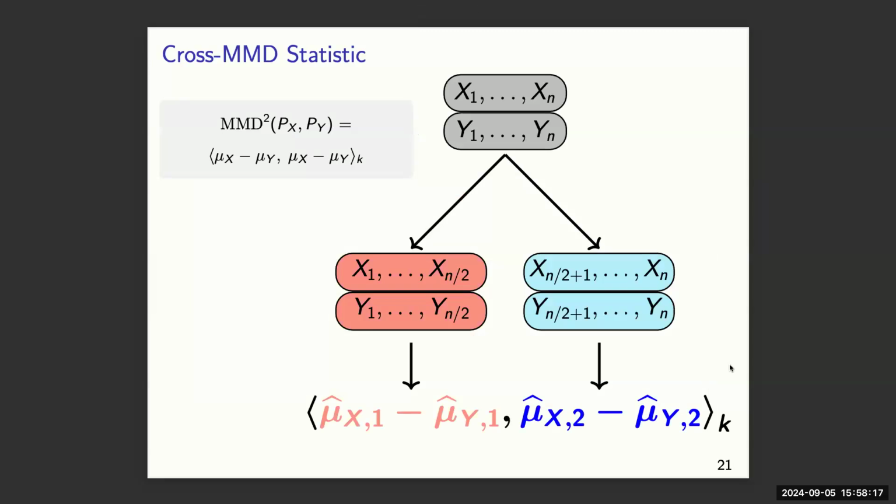Just to hammer it home, here's a picture. We want to construct MMD squared. We had this gray data set. We split it equally into red and blue. Red gave us one estimate of mu X minus mu Y. The blue gave us another one, and we take their inner product.